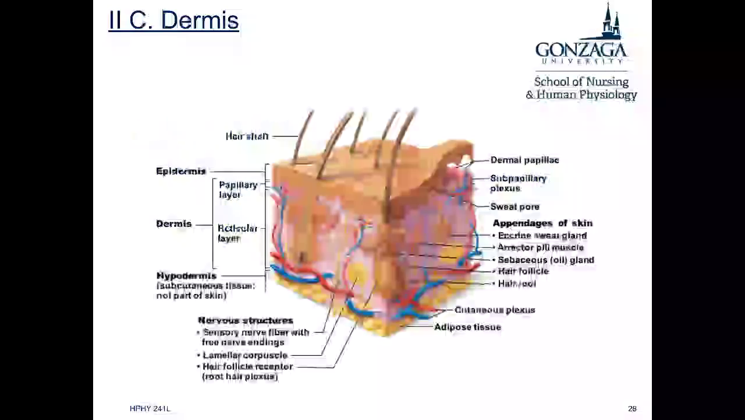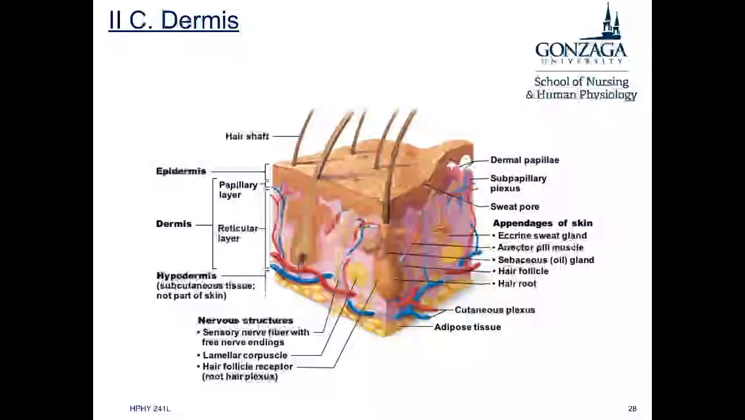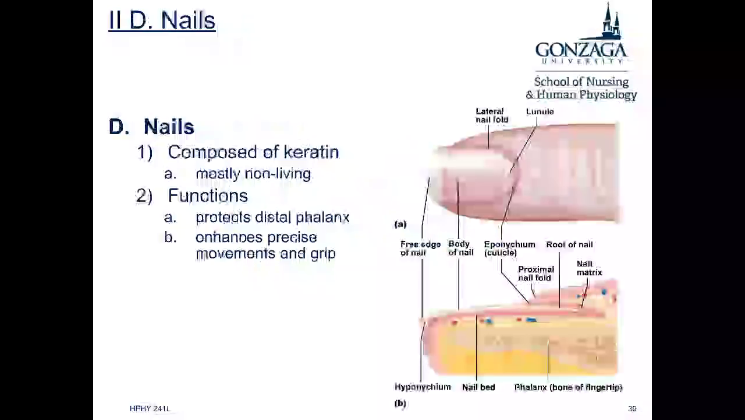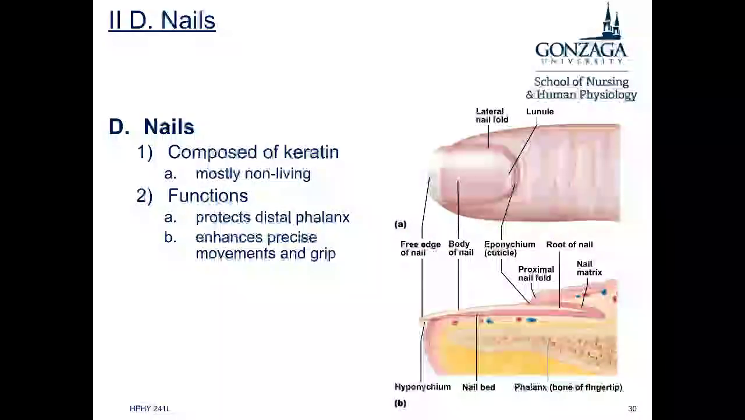So I'm going to go back to that figure. We've got the reticular layer here. It's got a lot of blood vessels. It's got hair follicles. And a lot of times associated with hair follicles are those sebaceous or oil glands. And we've also got some lamellar or pressure sensors here. Okay. So that's a quick overview on the epidermis and the dermis.